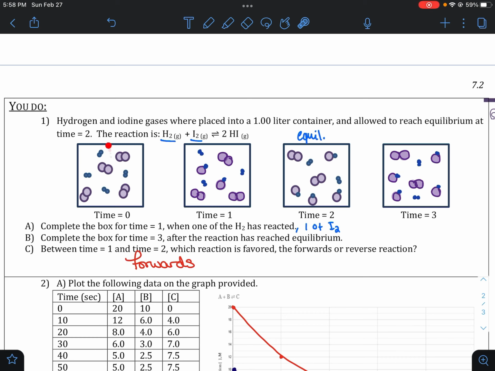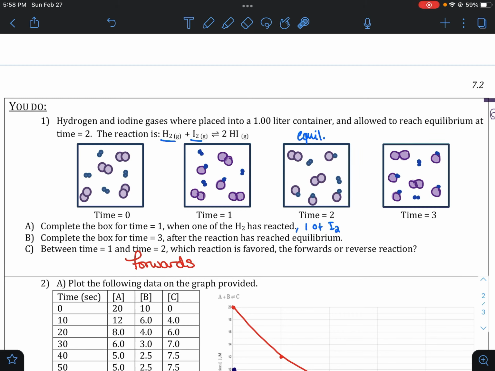We start with 4, we start with 4. And again, it's a nice 1-to-1 ratio. So again, not necessarily the most important thing, all right? But when we have one of these react, we're going to take one blue and one purple and we're going to rip them apart and we're going to form an HI.